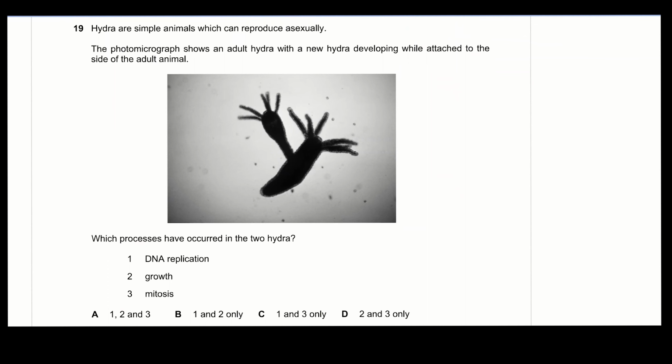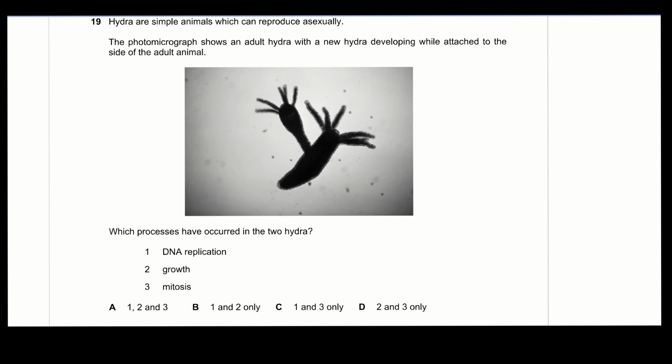19. Hydra are simple animals which can reproduce asexually. This is an important point. The photomicrograph shows an adult hydra with new hydra developing while attached to the side of the adult animal. Which processes have occurred in the two hydra? 1. DNA replication. If it's dividing by mitosis to reproduce asexually, then definitely DNA replication would take place because it's part of the cell cycle. So this is correct.